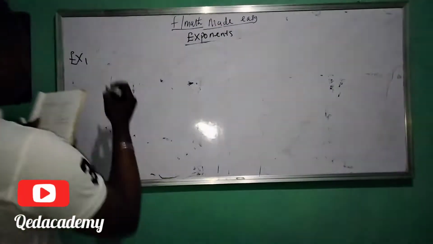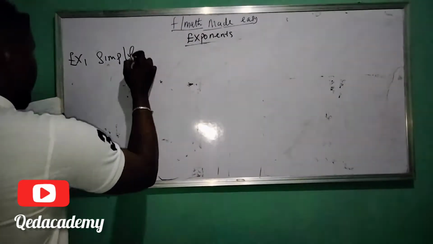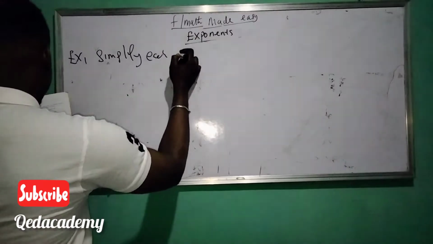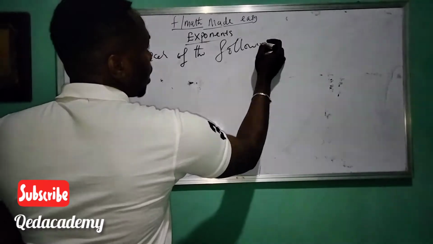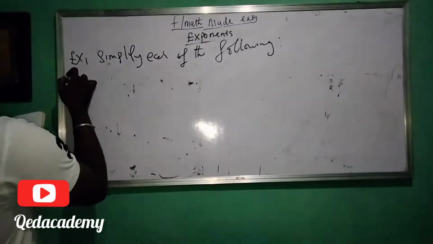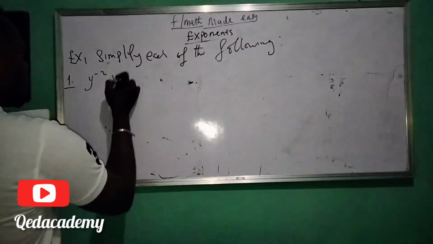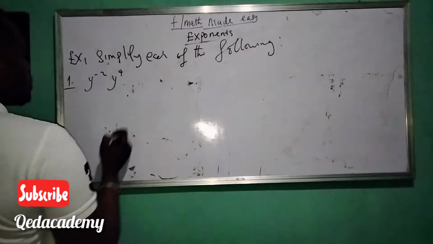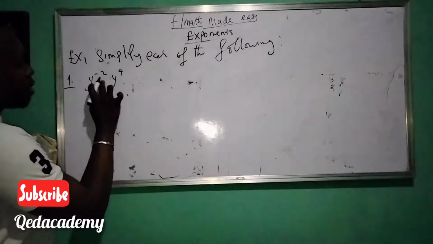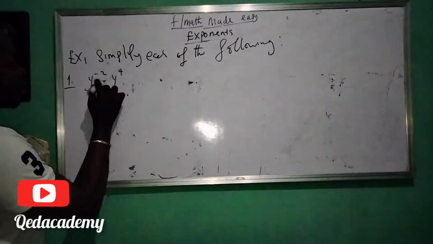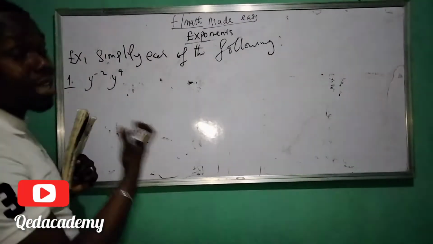All right, so example one will be: simplify each of the following. The first one here will be y raised to the power minus 2 and y raised to the power 4. Take note, the fact that you are seeing nothing here, either a dot or multiplication, just shows that this is actually together. There's a multiplicative sign in between them.